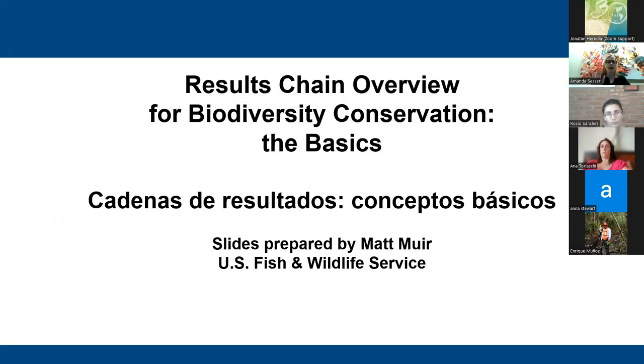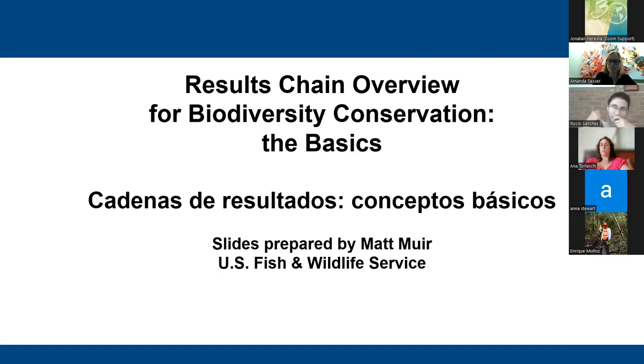Okay, so here are some slides. We had invited Matt Muir from the United States Fish and Wildlife Service, which is who I work for right now. And Matt is an expert in results chains. So when we first did a proposal writing workshop for the IEI Small Grants program in 2018, we asked him to put together a presentation on results chains. I wanted to acknowledge that I took a lot of these slides from Matt. He did a great job already preparing them, and so I was able to reuse those. Matt will walk us through some examples of how results chains are used in research.